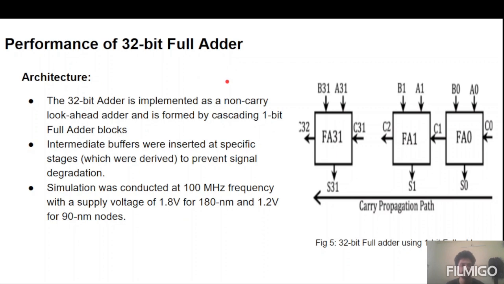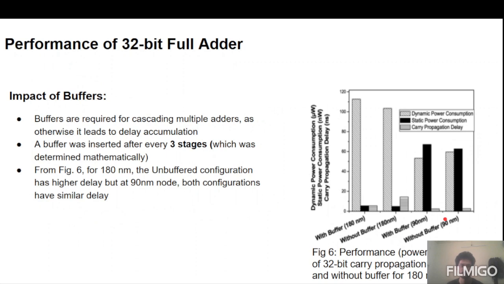Here we see what happens when this 1-bit full adder is extended to a 32-bit adder. First of all, this 32-bit adder is implemented as a non-carry-lookahead adder, by cascading 1-bit full adder blocks, as we can see here. Next, buffers were placed after every few stages to prevent signal degradation. Also, this simulation was conducted at 100 megahertz frequency, and a supply voltage of 1.8 volt was used for 180 nanometer and 1.2 volt for 90 nanometer nodes.